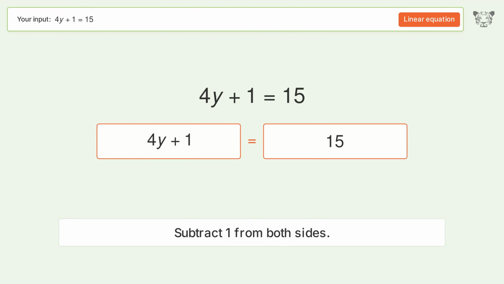Subtract 1 from both sides so the variable term stands alone. That gives 4 times y equals 14.